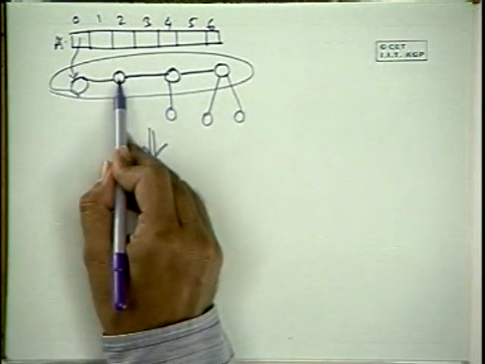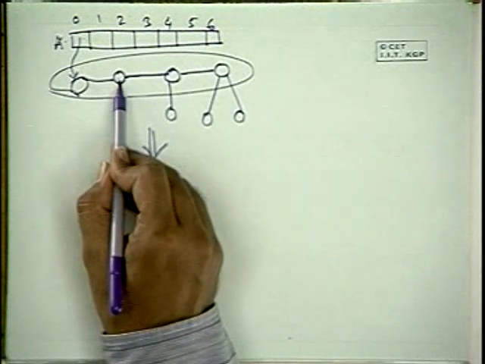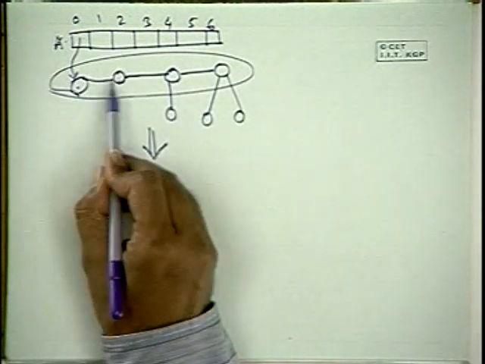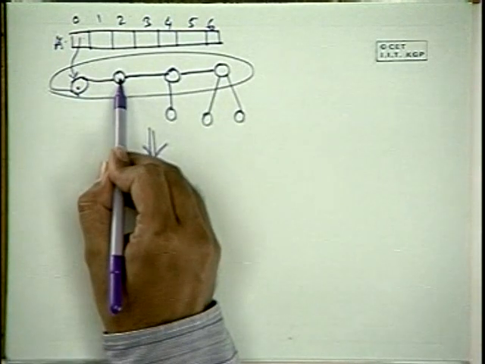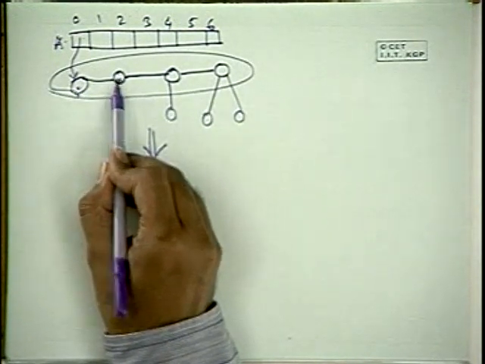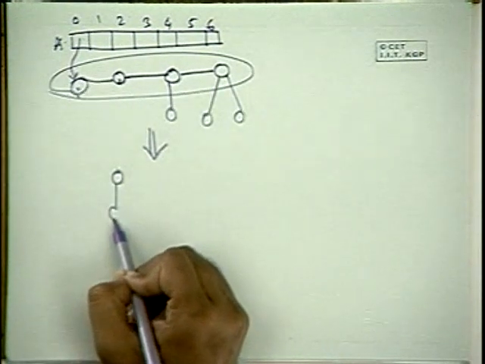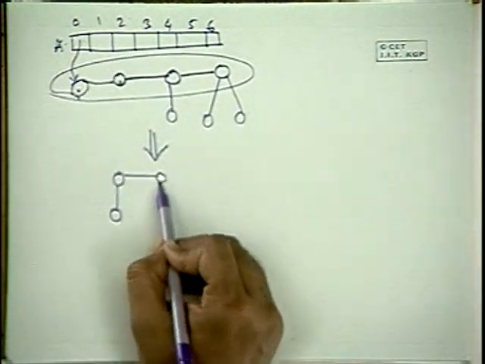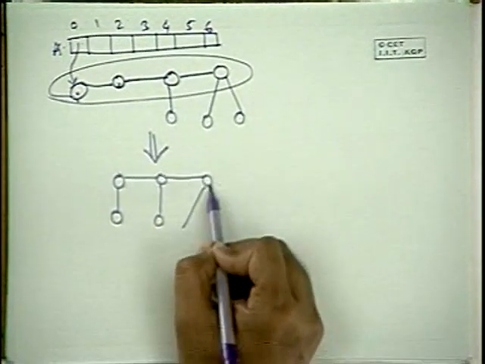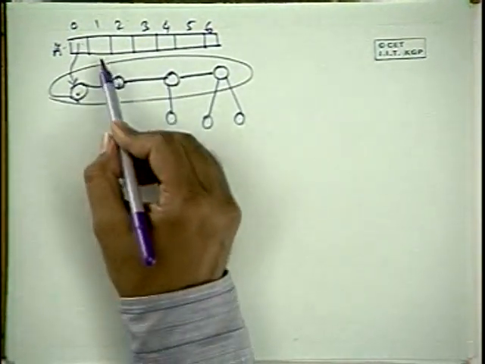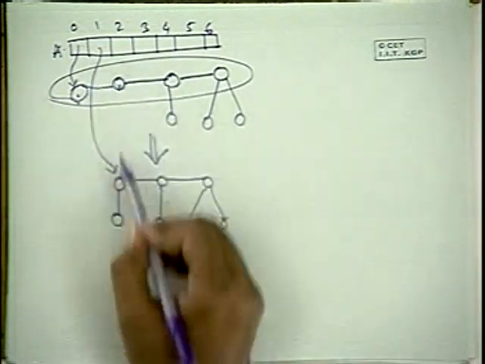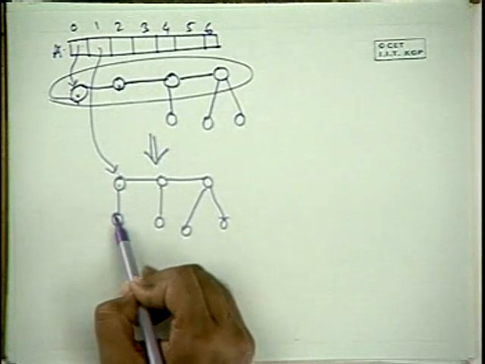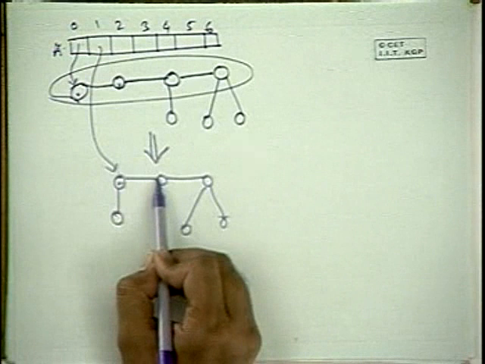So this has to be linked with this one. What does it mean? Suppose this has a key value which is more than this one here, then this has to be a child of this root. So this becomes a child, this remains, and now A1 points to this, because now this one has one child. Now we scan the next one.